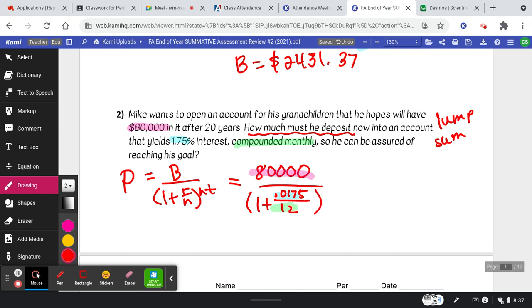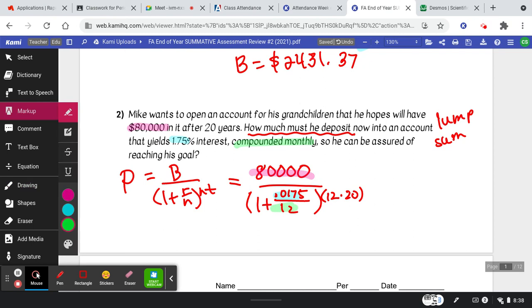Yep, by 12. And then to the power of NT, so my N we just got was 12. And my time, how many years does he have to have this ready for them? 20 years. So my N comes from the compounding, and my 20 comes from this time right here. Take a minute to plug that into Desmos to see if you remember how to do this guy with that big thing in the denominator.